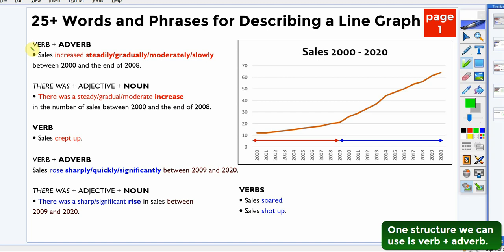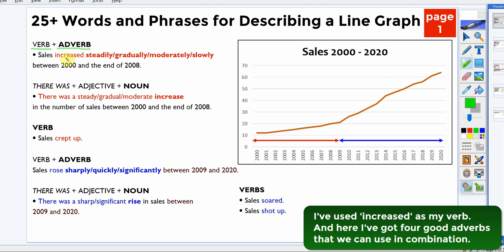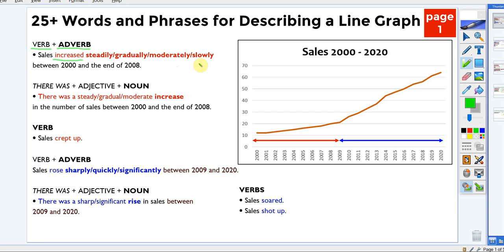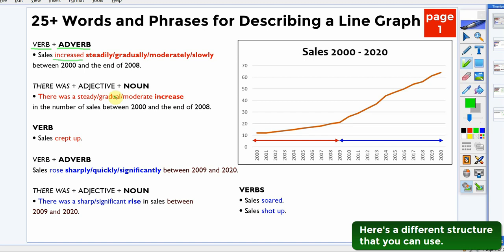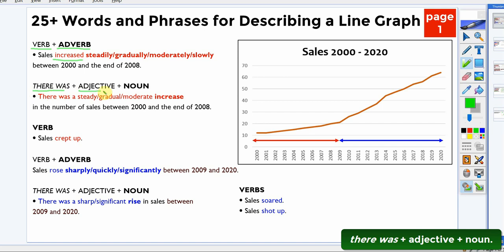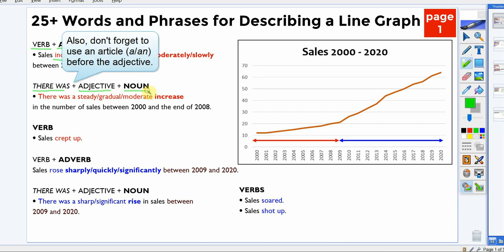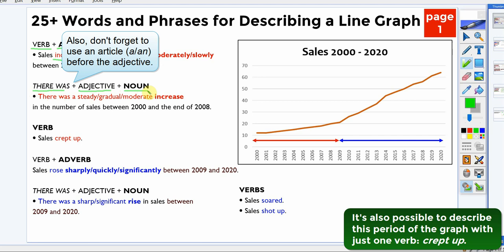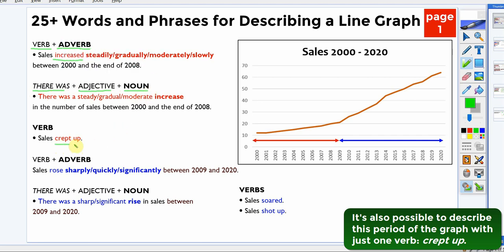One structure we can use is verb plus adverb. I've used increased as my verb, and here I've got 4 good adverbs that we can use in combination: steadily, gradually, moderately, slowly. Here's a different structure that you can use. There was plus adjective plus noun. It's also possible to describe this period of the graph with just one verb, crept up.